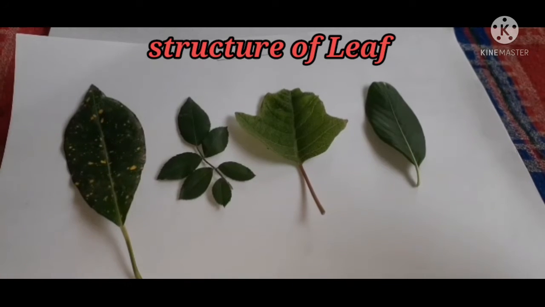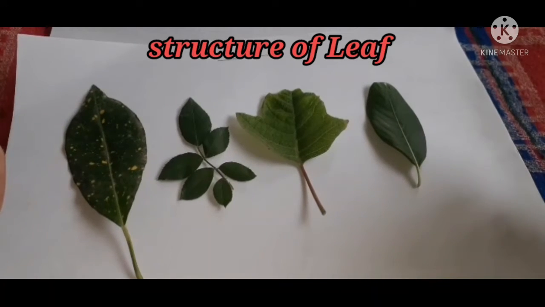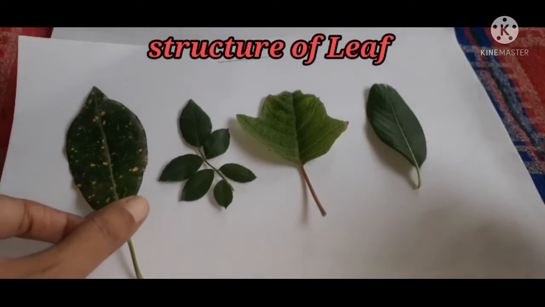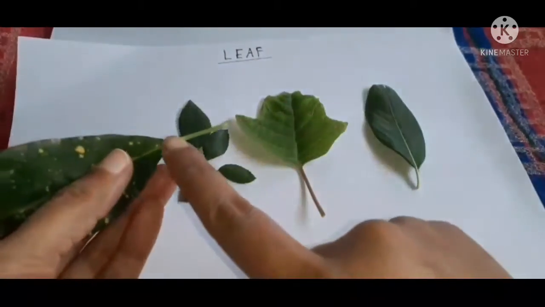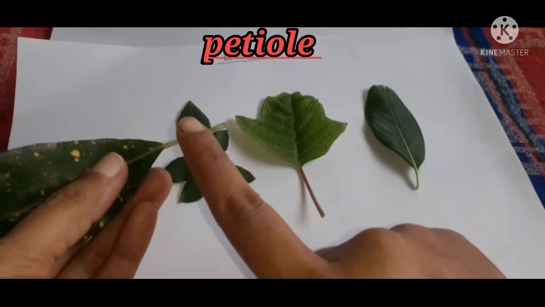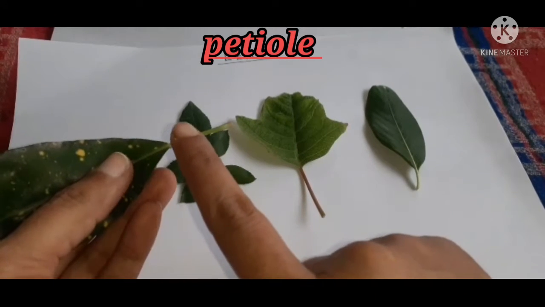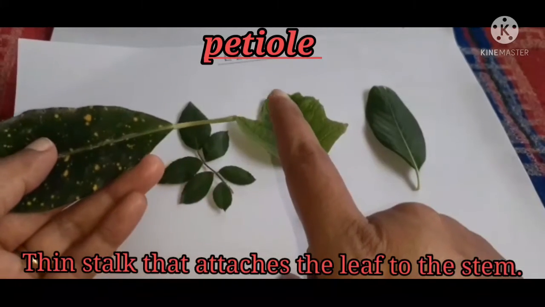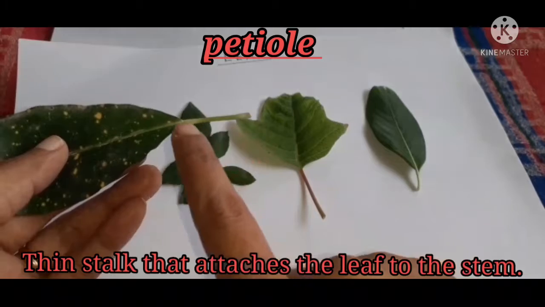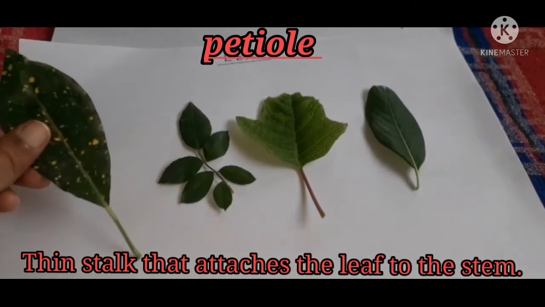So basically leaf is a main part of the plant. It is attached to the stem part. This is the petiole of leaf. This petiole is a thin stalk-like structure. This petiole attaches the leaf with the stem of the plant. The size of this petiole varies from plant to plant.